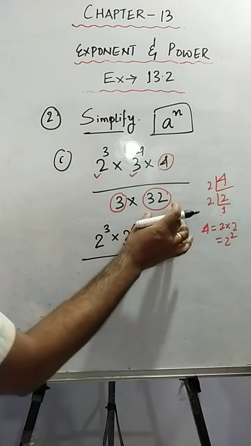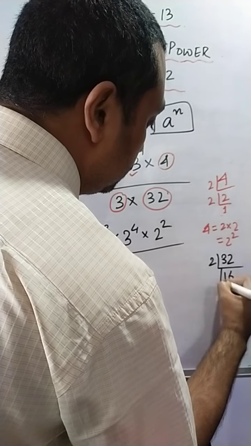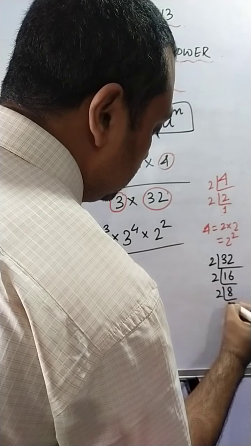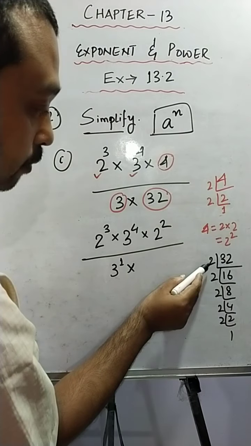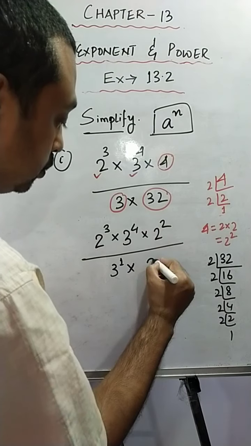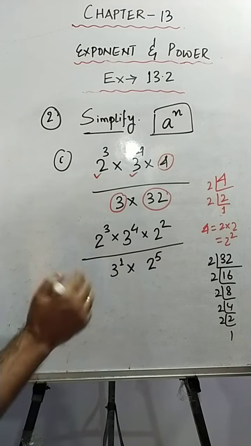Now what about 32? If you do the prime factorization of 32, you will get 2 16s, 2 8s, 2 4s, 2 2s and 2 1s. So how many 2s are there? 1, 2, 3, 4, 5. So 2 to the power 5. So the exponential form of 32 is 2 to the power 5.